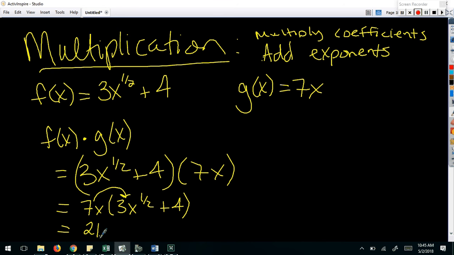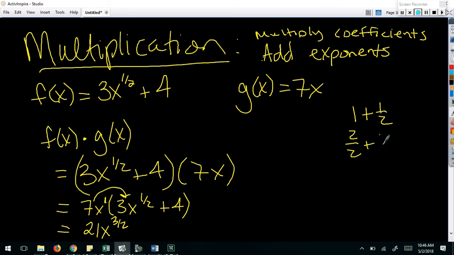What'd you say, Bryce? I thought you had 2. If this was just an x, there's an exponent of 1, but that's an x to the 1/2. So I have to do 1 plus 1/2. You with me? That's 3 over 2. If there's not an exponent, the number is 1. Yeah, 1 plus 1/2 is 3 over 2, because this is like 2 over 2 plus 1 over 2.